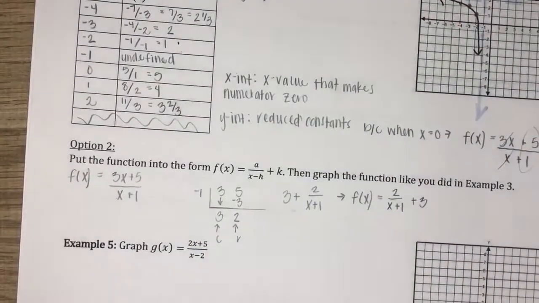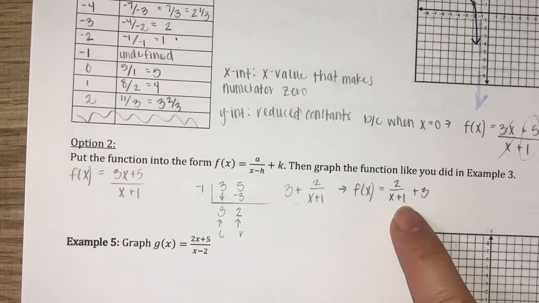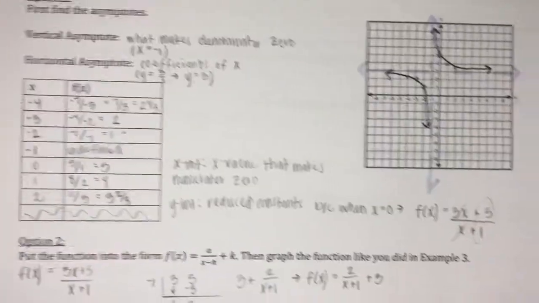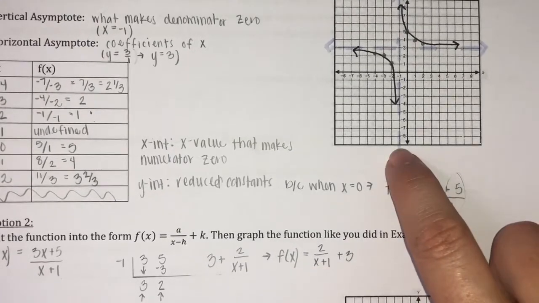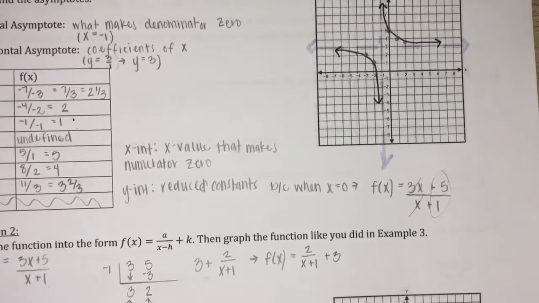And you can use, like I said, synthetic or long division. Both of them work perfectly fine. But now we can see that this graph is going to be shifted left 1 and up 3. And we already graphed this one. I'm not going to go back and regraph it. But we can see their asymptotes shifted left 1 and then up 3 for the horizontal one. And we were able to finish our graph that way.